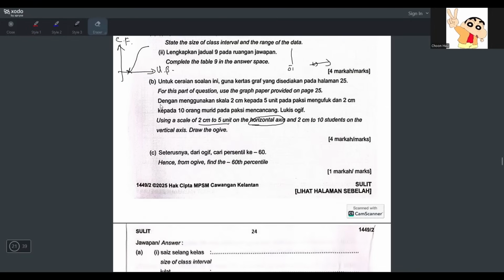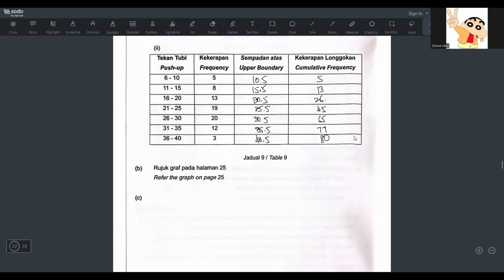Okay. Then what about the y-axis? Okay, the y-axis you can follow. 2 cm to 10 on the vertical axis, that one you can follow. Then just go 10, 20, 30 until the highest cumulative. But if I'm not mistaken, it's 10 to 80. Yeah, because the total frequency is 80, right? Yeah, the total cumulative is 80, like that.